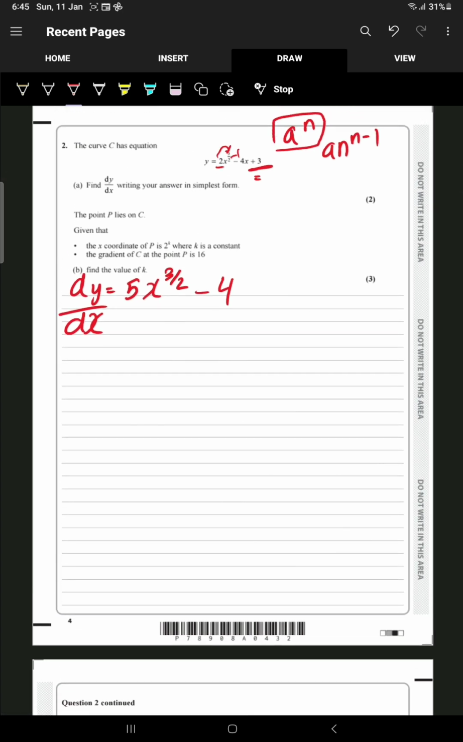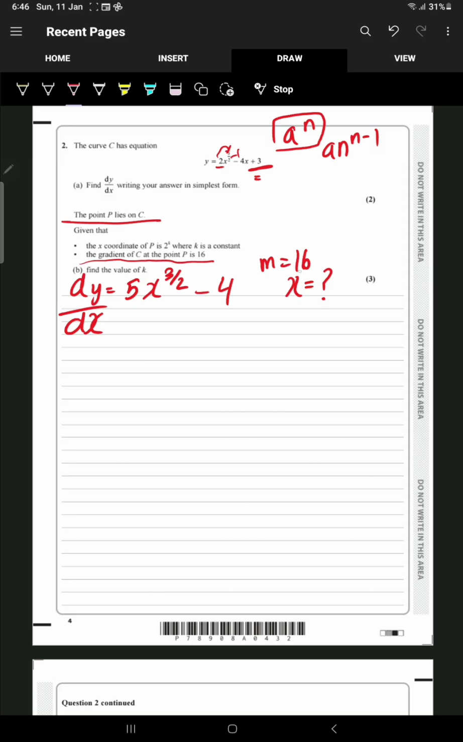Part B says the point P lies on C, given that the x coordinate of P is 2k, where k is a constant. They have given the gradient of C at point P is 16. If they have given the gradient of the curve, that means we need to find the x coordinate. So we know that dy by dx, which is the gradient of the curve, is 16. We don't know the x coordinate, and we need to find that.